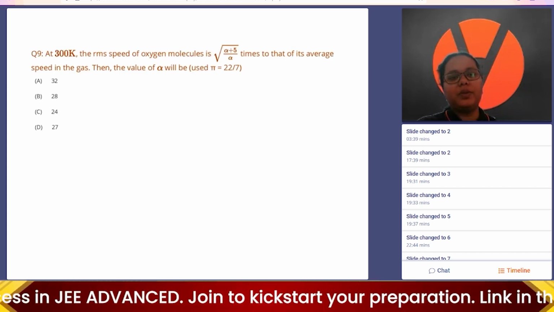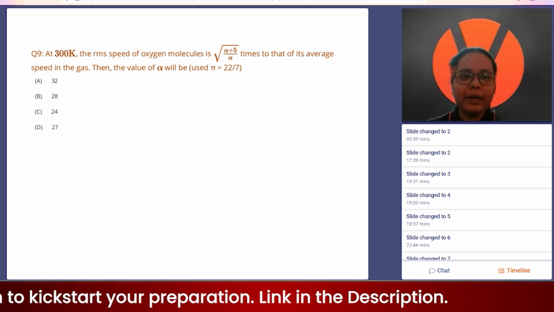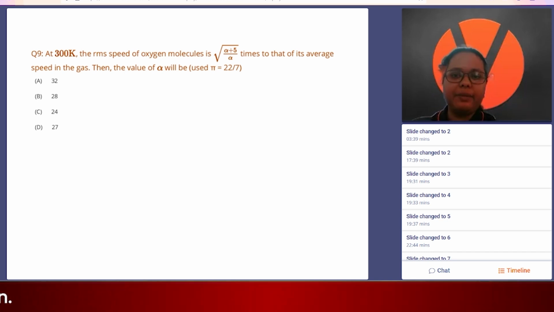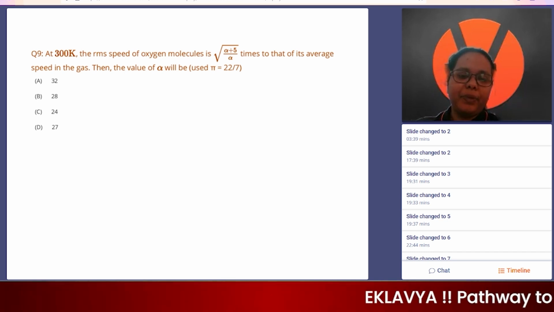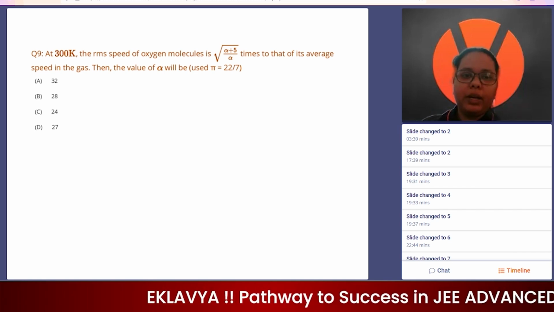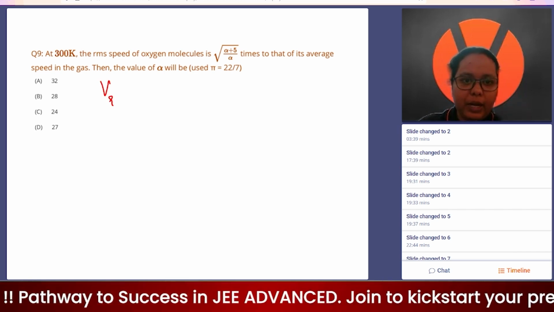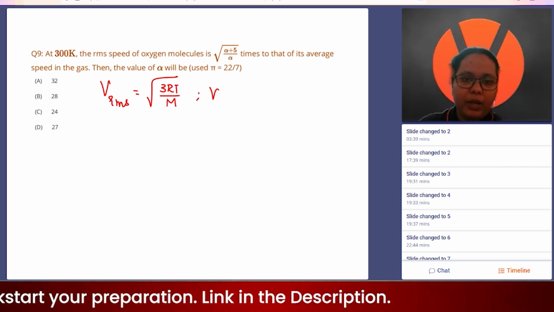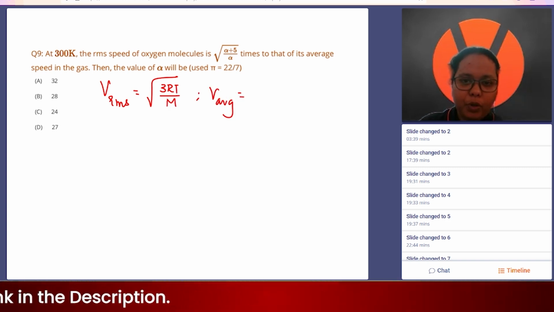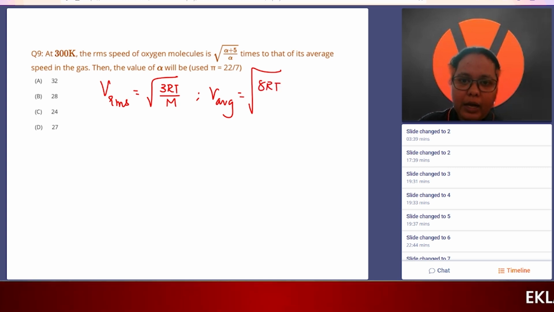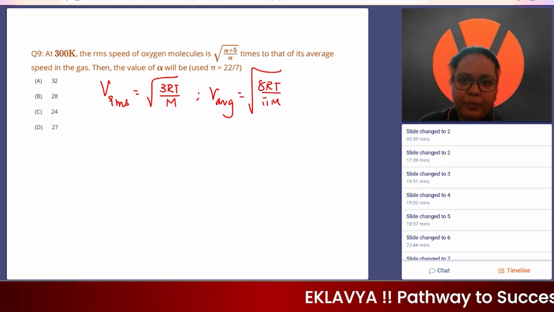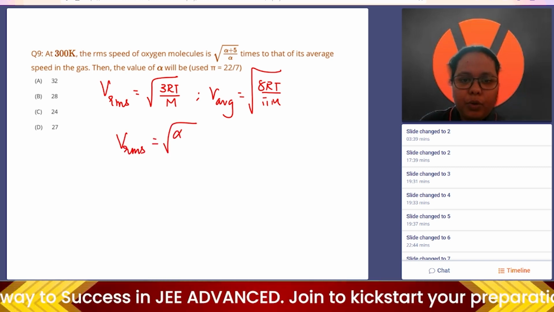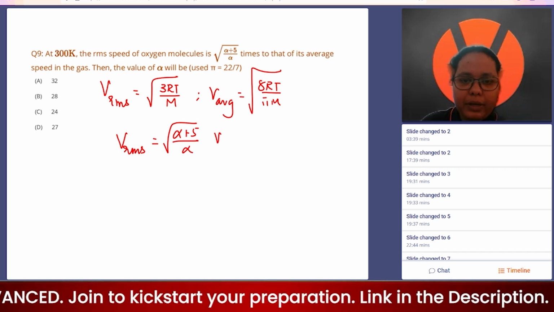Okay. So the next question is, at 300 Kelvin, the RMS speed of an oxygen molecule is root of (alpha plus pi) divided by alpha times that of its average speed in the gas. Then the value of alpha will be, right? So RMS speed. What is V RMS? We know root of 3RT by M. And what is V average? We know root of 8RT by pi M. Now what they mention, V RMS is equal to root of (alpha plus pi) by alpha times V average.